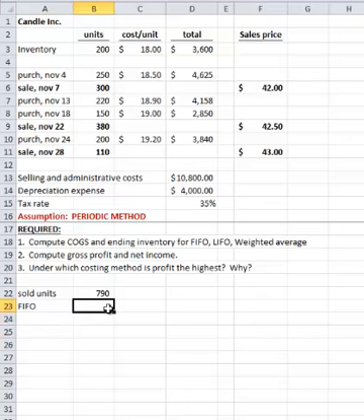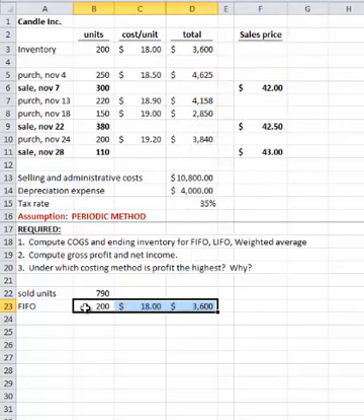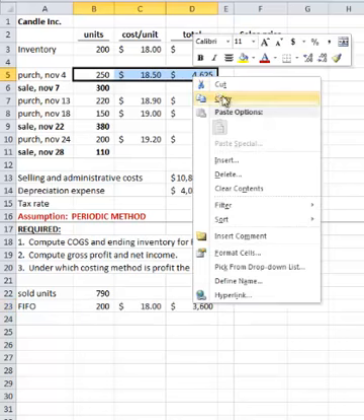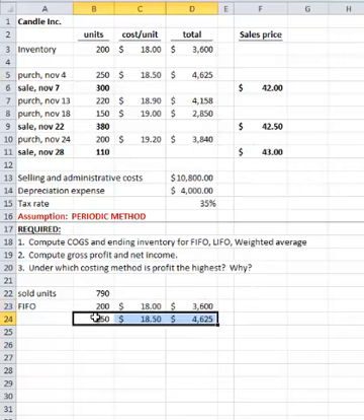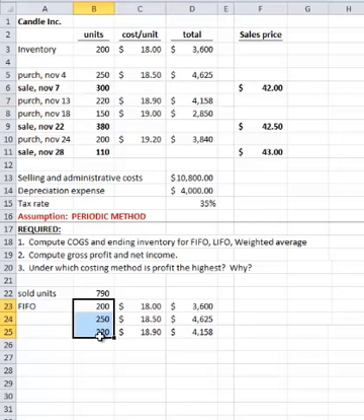What's the cost pattern for FIFO? I'm going to take the oldest layers first. Let me go up and get this old layer. I have 200, I don't have 790 yet, so keep going. The next purchase layer. Do I have 790 yet? No, just 450. Let me get the next layer. Do I have 790 yet? No, I have 670. So I'm not going to take a full next layer.